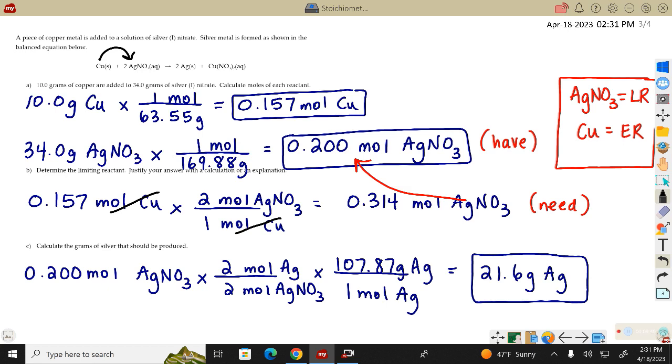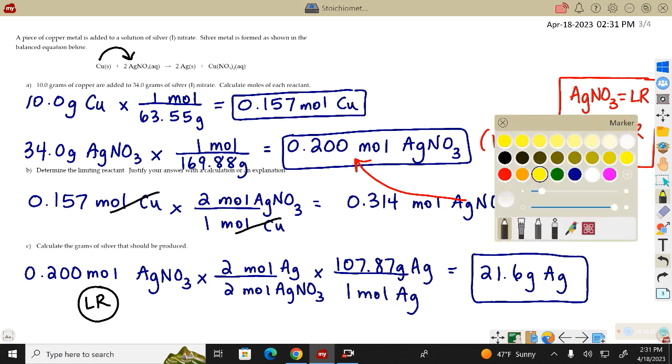I'm going to use that limiting reactant then to calculate grams of silver that would be produced. Well, if I run out of silver nitrate, then I can't make any more silver metal. The amount of silver is limited by the amount of silver nitrate I have to start with. So we always do our calculations starting with the limiting reactant. Now, a couple things here: obviously I have to start with the silver nitrate. You can go back to the 34 grams, that's what we have. Or since I already converted it to moles, you can start with the 0.2 moles.